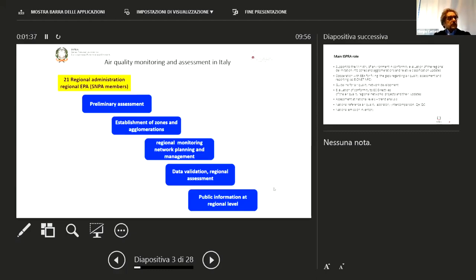These regional administrations are in charge of preliminary assessment, establishment of zones and agglomerations, regional monitoring network planning and management, and so on, until the public information at regional level.